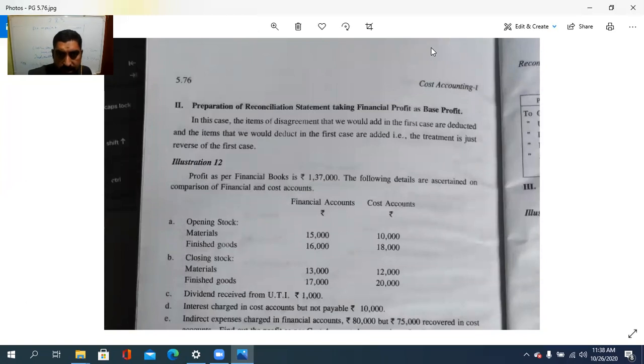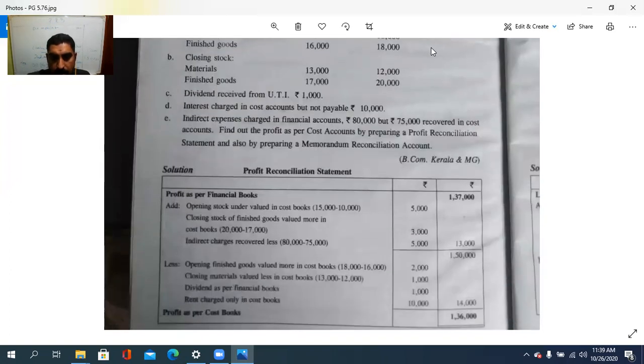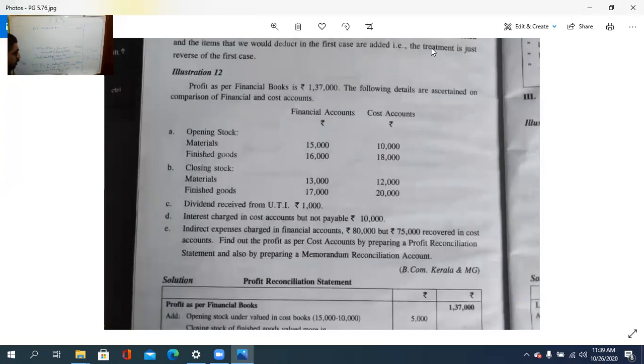Following details are ascertained on comparison of financial: then material 15, 10, finished goods 16, 18, closing stock material 13, 12. Interest charged in cost accounts but not payable. So interest charged in cost accounts 10,000. So 2 plus 1, 3 plus 1, 4, 14,000.